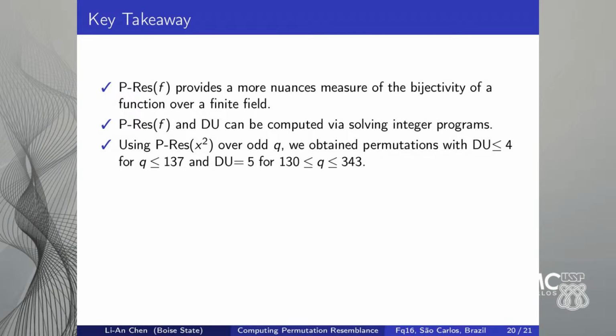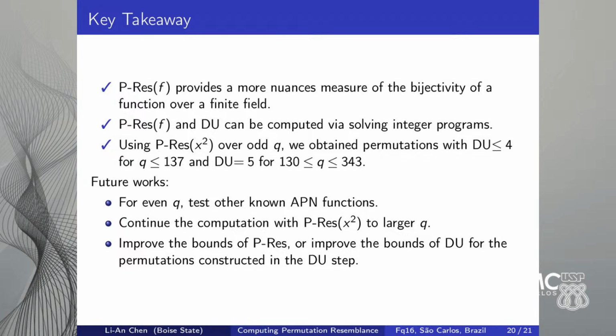Okay, so here I have a key takeaway. We define something called PRES, and it provides a more nuanced measure of the projectivity of a function over a finite field. We show that PRES f and du can be computed by solving integer programs. You can solve it and use it on PRES x squared over Fq. We obtain permutations up to du equal to 4 for q up to 137, and du equal to 5 up to 343. So there's a lot of future work in the theory part.